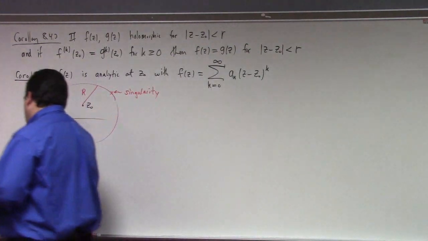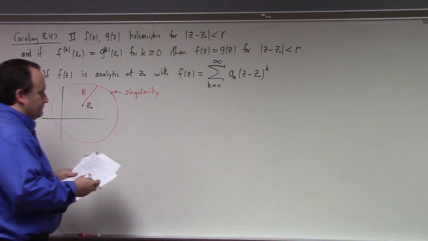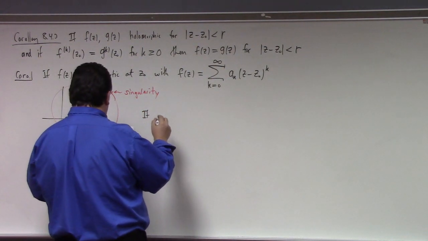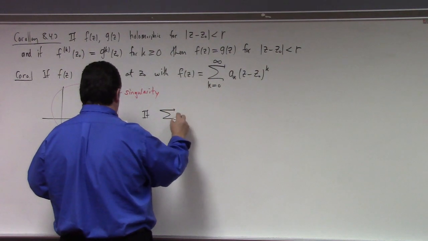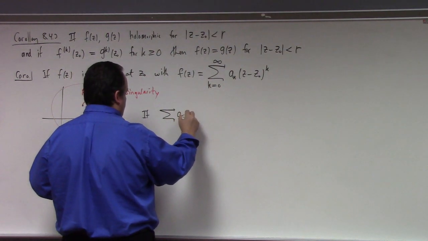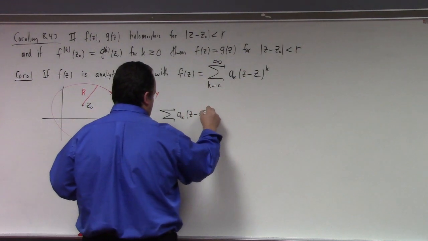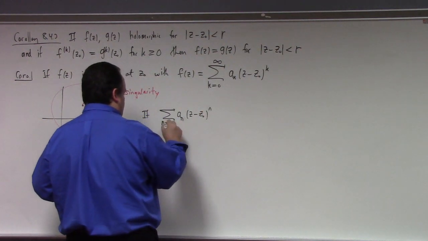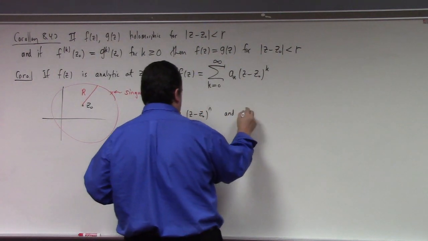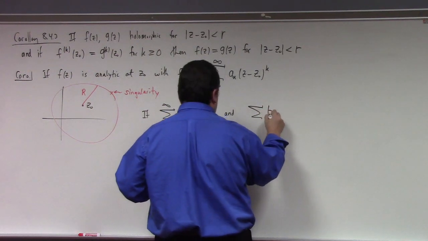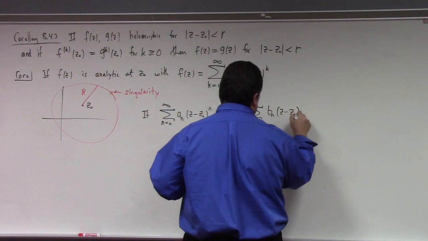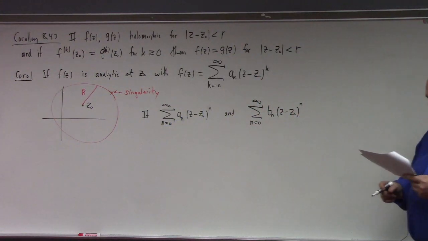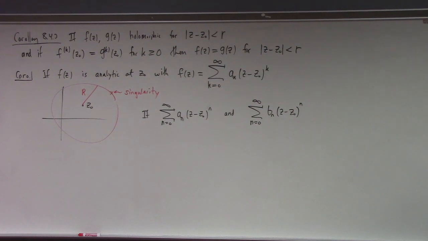So here's a theorem. If we have the sum over, let's say, a sub n times z minus z naught to the n, n equals 0 to infinity. I'm going to use n instead of k because my k's are horrible. And if you've got the sum over, let's say, b sub n times z minus z naught to the n, n equals 0 to infinity. So these are two power series, right? And suppose that these are two convergent power series on a domain D.